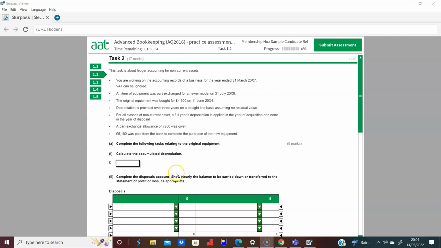Right, task 2. This task is a profit on disposal task with a part exchange. So let's look at this, right? What I'm just going to do is go through the theory, and then we're going to come back and fill in the gaps.